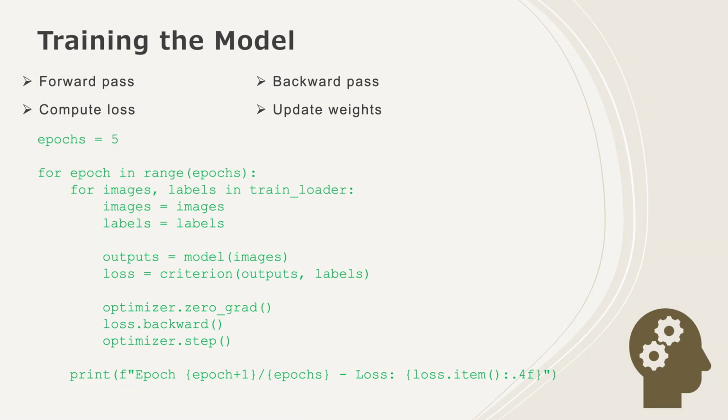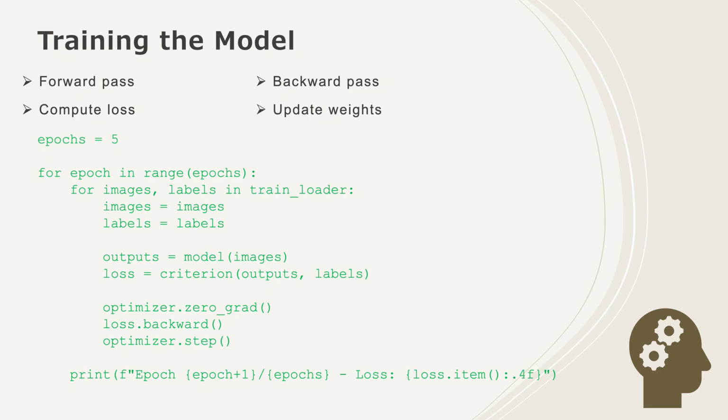On this slide, we look at how a neural network actually learns from data. Training a model happens in repeated cycles. Each full cycle through the entire training dataset is called an epoch. In simple terms, one epoch means the model has seen all training images once. We set the number of epochs to 5, which is enough for this beginner-level example to learn the digits reasonably well without taking too long.